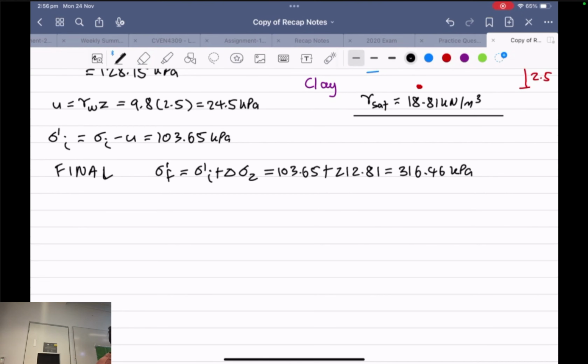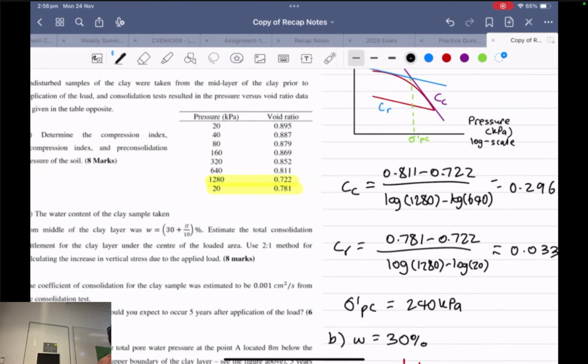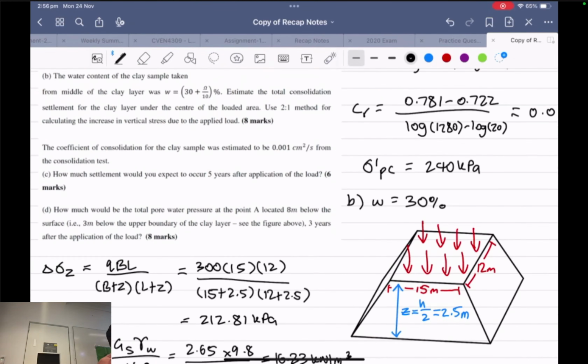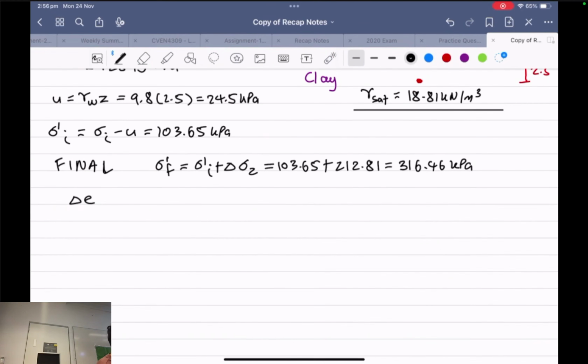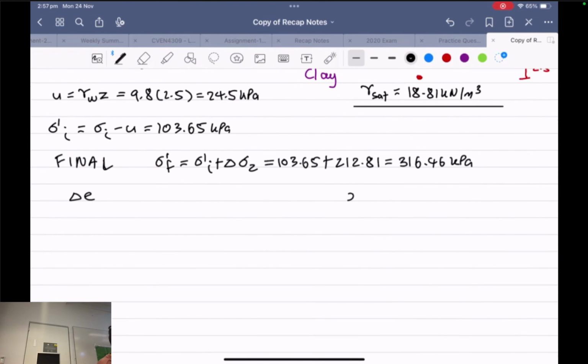But to find delta E, remember we had three different cases, right? We had normally consolidated, overconsolidated, and a case where your sigma dash PC is in between sigma dash I and sigma dash F. So here, which case do we have? We have sigma dash PC equal to 240, right? Because sigma dash PC is in between sigma dash I and sigma dash F, we have to use the delta E formulation where you use both CC and CR.